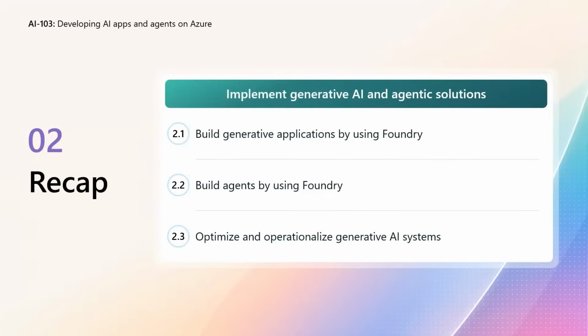In this section, we talked about building generative apps, building agents with tools and orchestration, and optimizing with prompt engineering and observability. This is the highest weighted domain. So if anything here feels unclear, go back and review. The time you invest here will be reflected on how well you do on exam day.